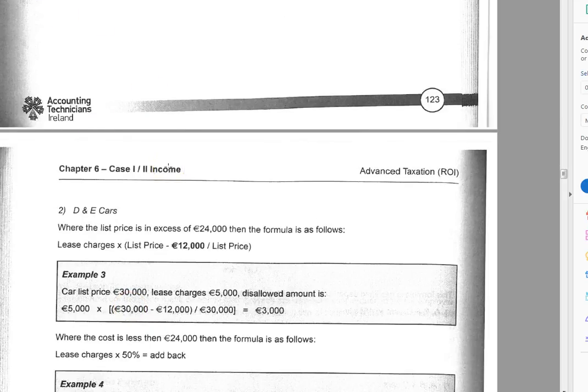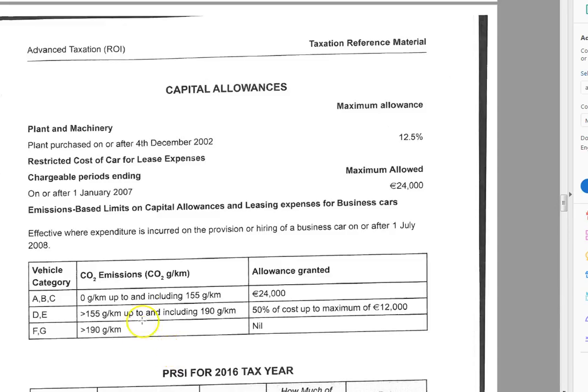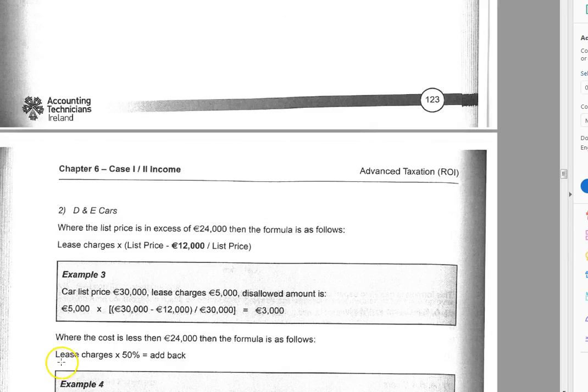So where the list price is in excess of 24, and for D and D cars, category D, it'll either tell you the category or it'll tell you the emissions, and it'll give you here the 24 and the 12. So it's the same thing, it's always the same calculation: lease charges multiplied by the list price minus whatever the limit is, over the list price.